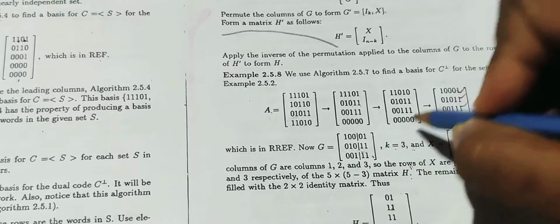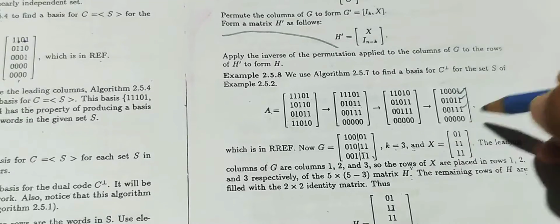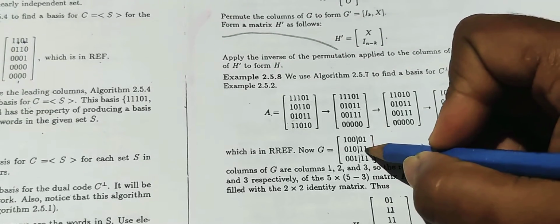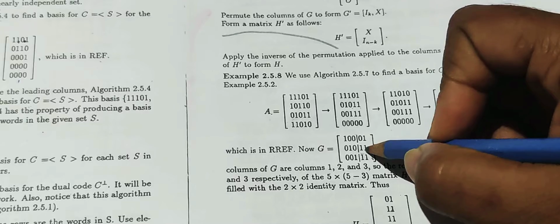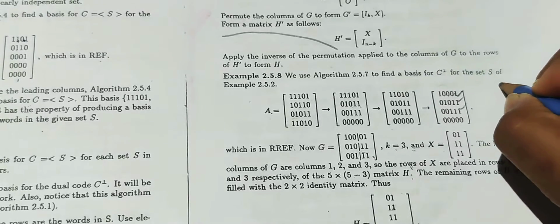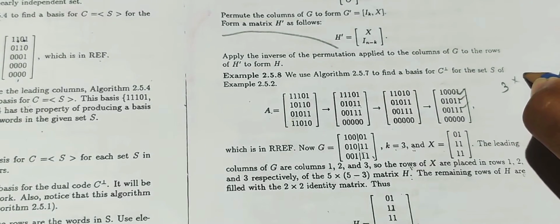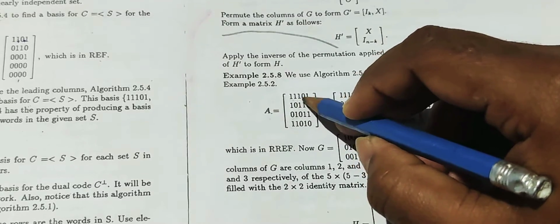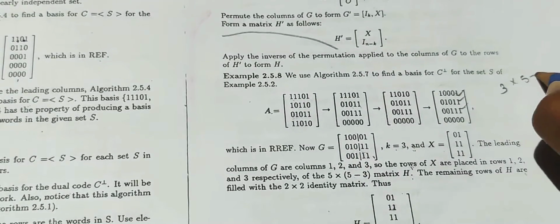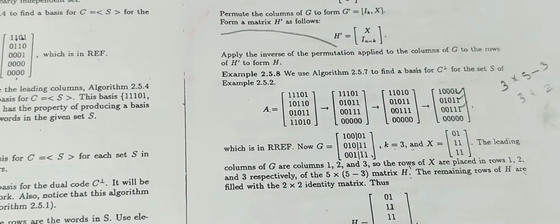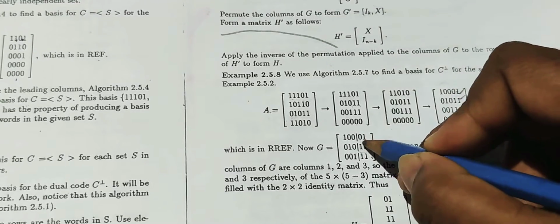And here K is equal to 3, which is given. And what is X? X is a K by N minus K matrix. That is 3 by N minus K. N is 1, 2, 3, 4, 5, so that is 5 minus 3. That is a 3 by 2 matrix. So here, the 3 by 2 matrix has 3 rows and 2 columns.